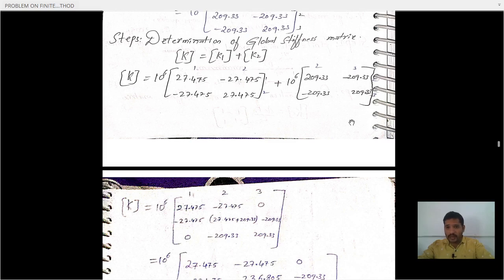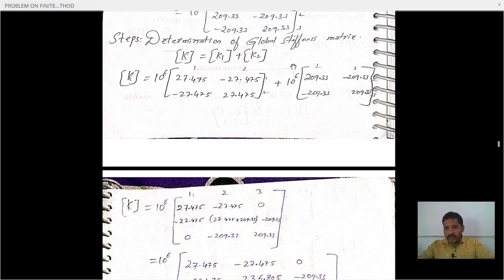Again here, second node to third node, is it available here? Not available. Then you have to go towards the right side. Second node to the third node, it is available here. Then you have to select this value, minus 209.33. Again we have to go for the third node, because first node and second node, we need to eliminate this one. Again we have to go for this one.